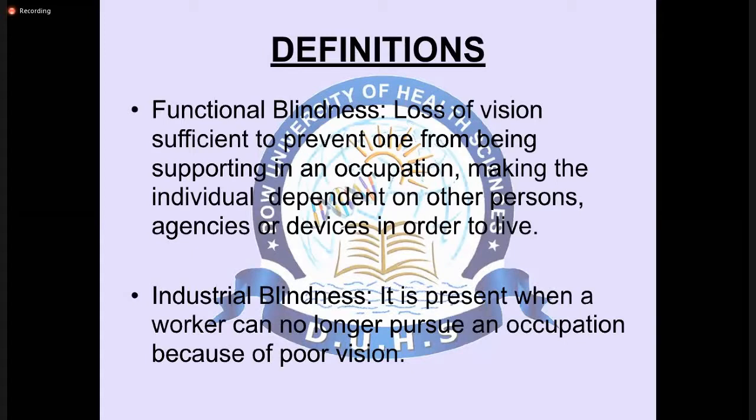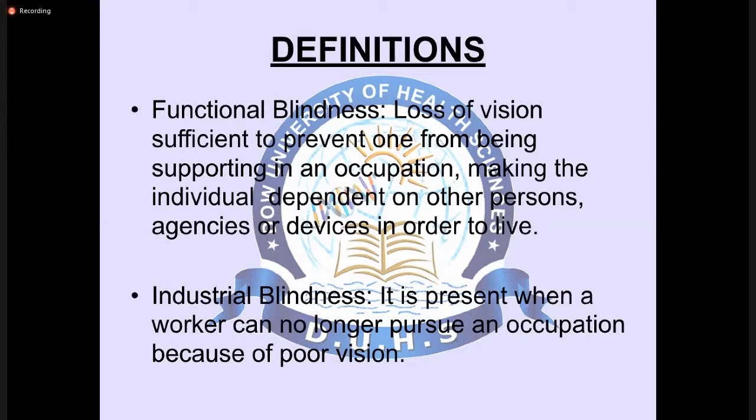Industrial blindness is present when a worker can no longer pursue an occupation because of poor vision. We grade visual disability from normal vision to near normal vision, moderate low vision, and severe low vision. Severe low vision is what is called legal blindness by the US definition. Gross orientation and mobility are generally adequate, but there is difficulty with traffic signs and bus numbers. Reading requires high power magnifiers, reading speed is reduced, and the visual acuity is around 20/200 to 20/400 or counting fingers at a distance of 10 feet.